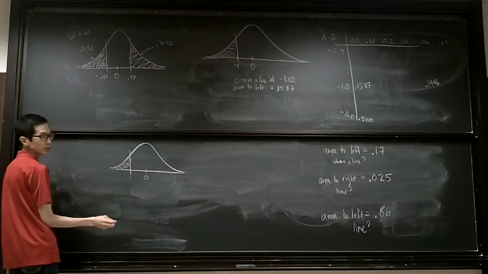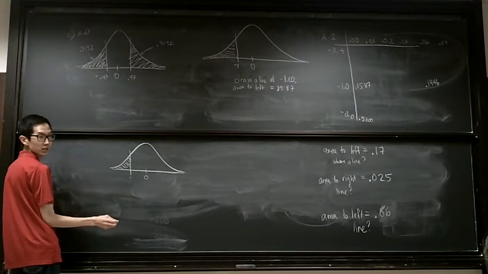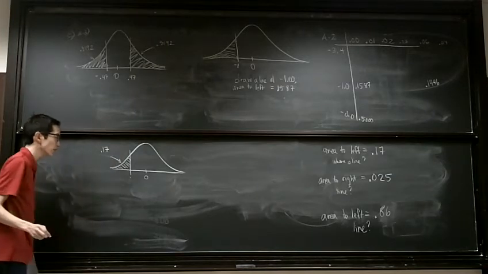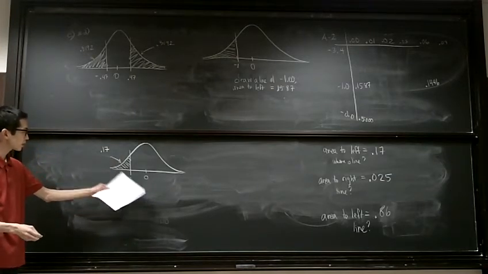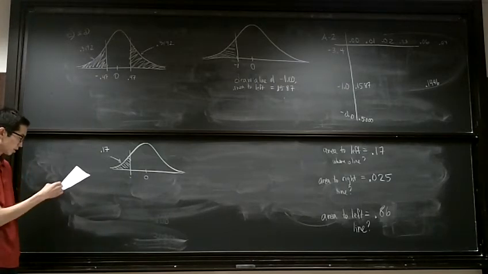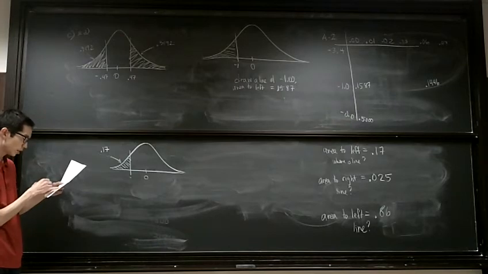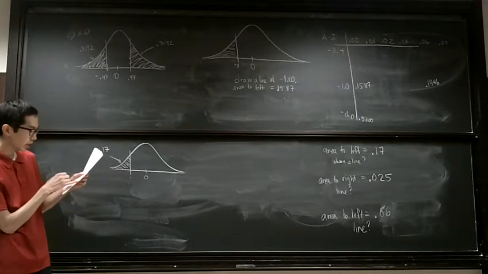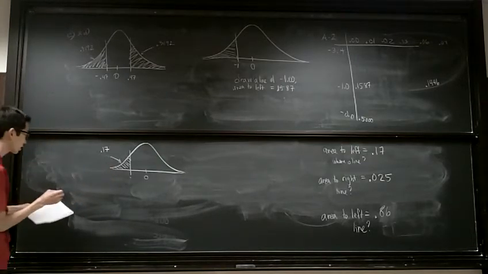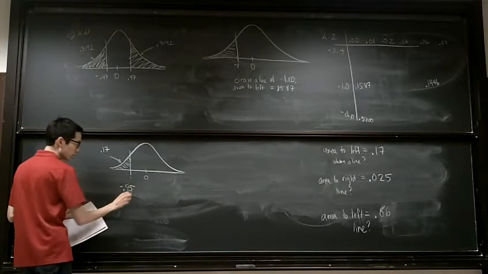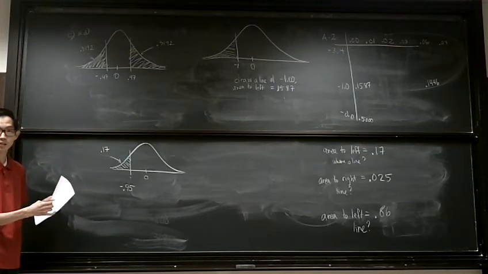And how much is shaded in? 0.17. So what is the number that's going to give me 0.17 as the area? Negative 0.95, that's the closest one. So the answer there is negative 0.95.